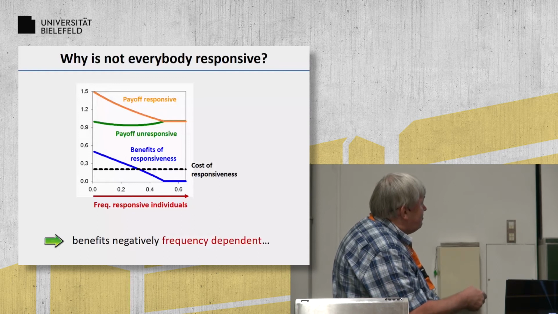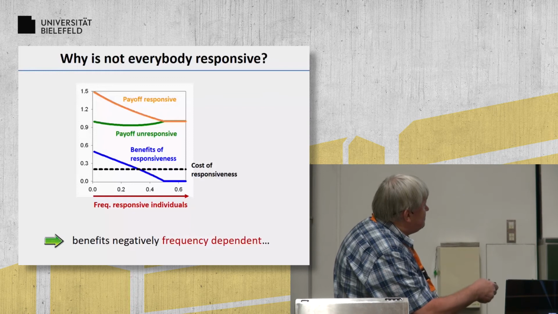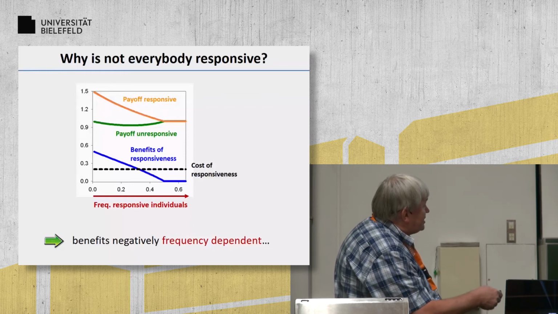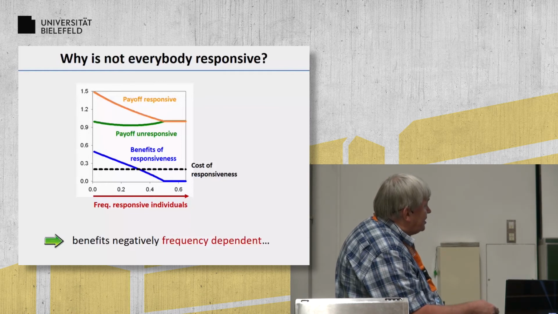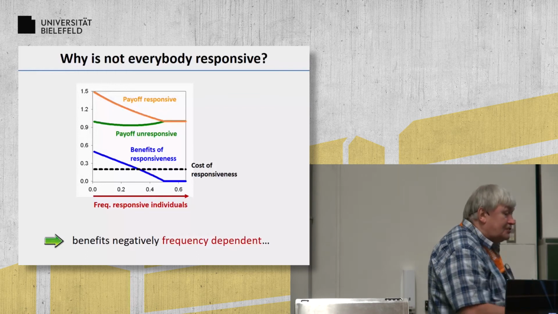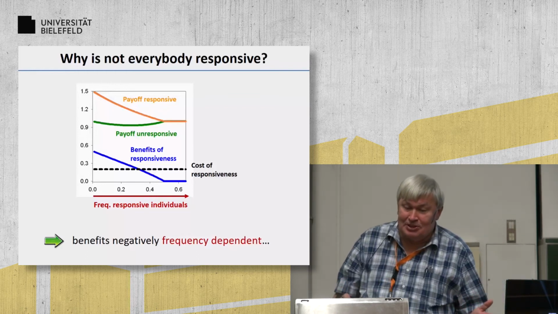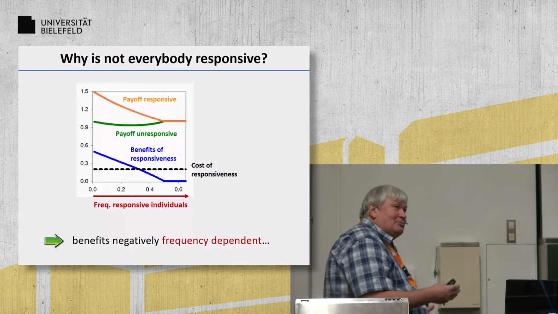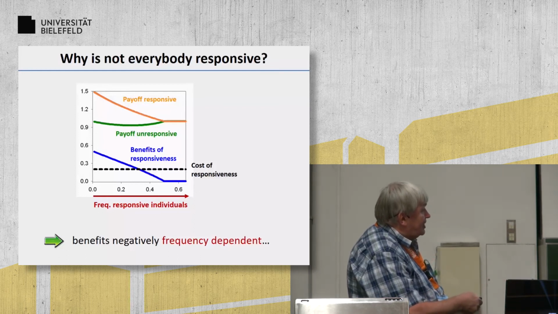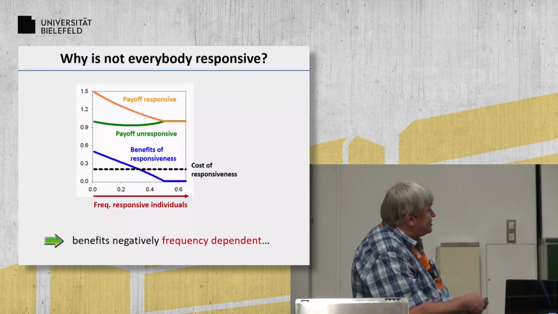then you could say this is the benefit of being responsive. So the benefit of being responsive, the difference between these scores, goes down to zero after some time, and it gets zero as soon as the ideal free distribution is reached. And if you now assume that there are some costs of responsiveness, and there must be costs because a duck needs to sample the environment in order to find out that the environment has changed, then we would expect that basically an equilibrium can come out where the costs equal the benefits.